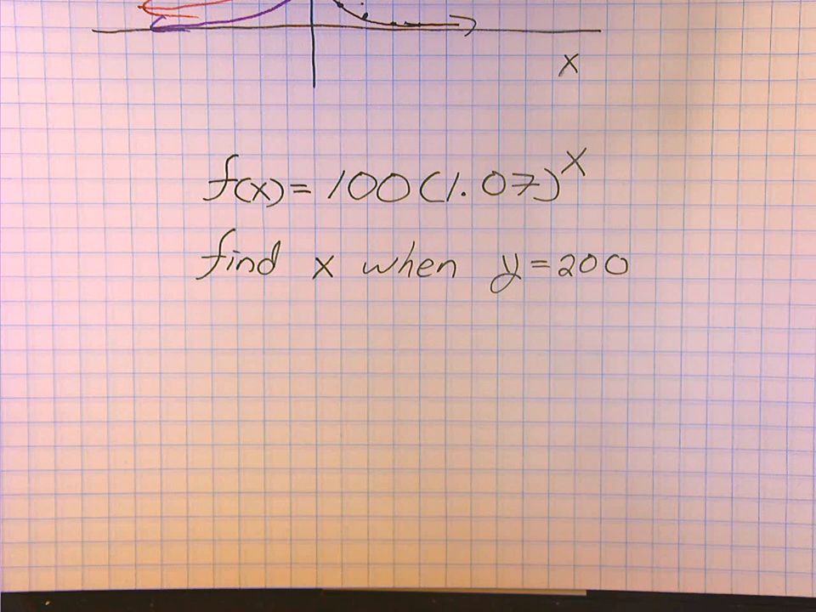When you have a graph of an exponential function, you can use it to solve equations. For instance, let's look at f of x equals 100 times 1.07 raised to the x. We would like to find the x value when y equals 200. Now, you can graph this by hand if you'd like to, but of course if we want more accuracy, it'd probably be smart to use our calculator.